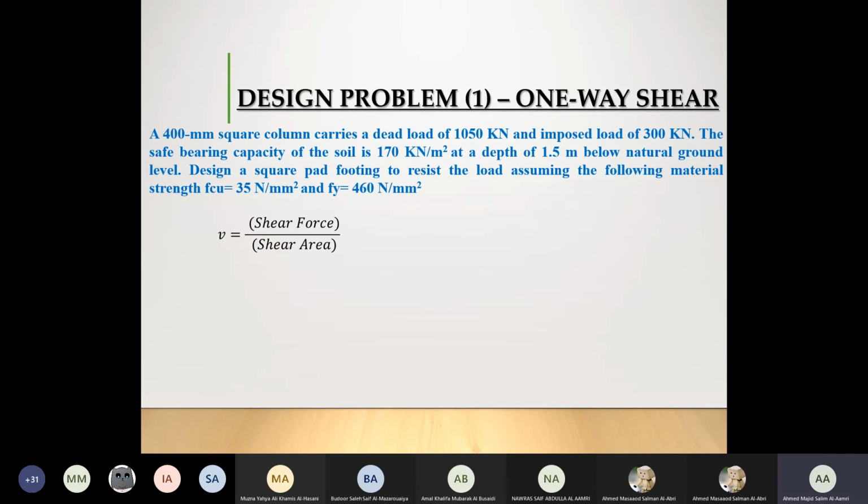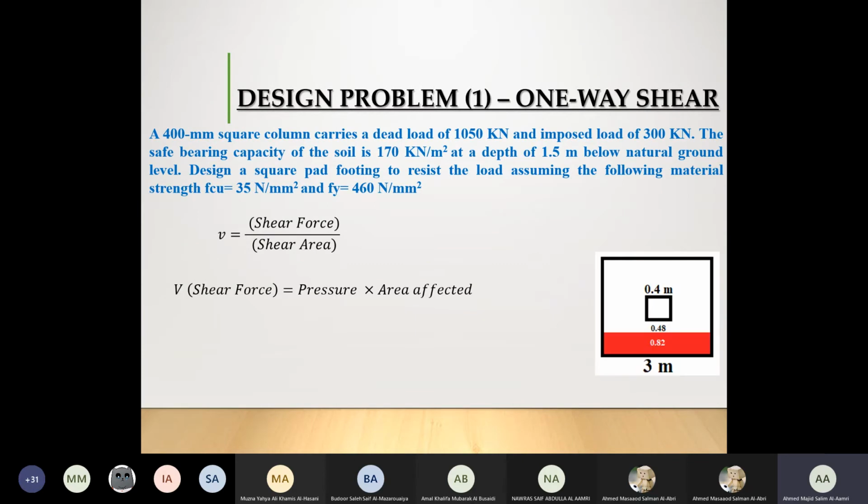For the one-way shear, we have it as shear force divided by shear area. We said shear force is equal to the pressure, which is the loading which will take you up, multiplied by the area of the portion to be taken up, which is the area affected. The area affected, which is colored in red now, is going to be 3 into 0.82. I'm going to multiply it by the pressure. I have got the amount of force required to take this particular portion up.